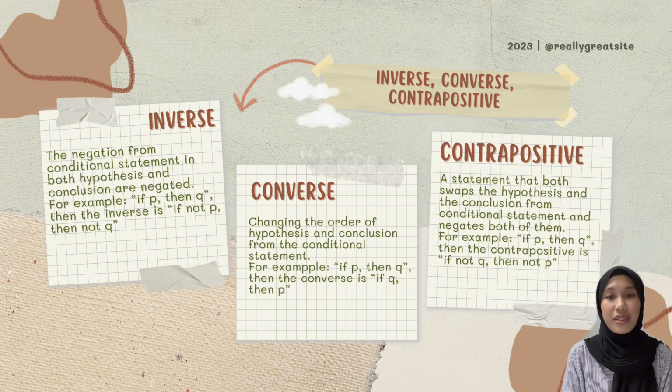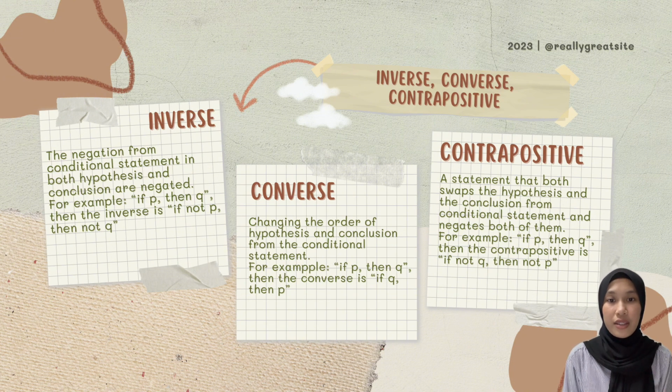Next, how to know whether it is converse. By changing the order of the hypothesis and conclusion of the conditional statement, we get the converse. For example, if P then Q, then the converse is if Q then P.